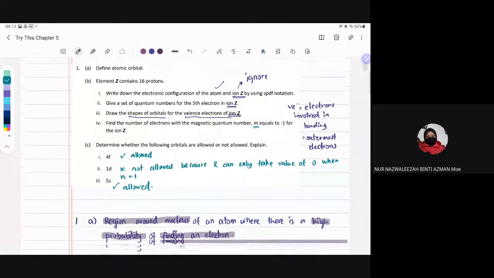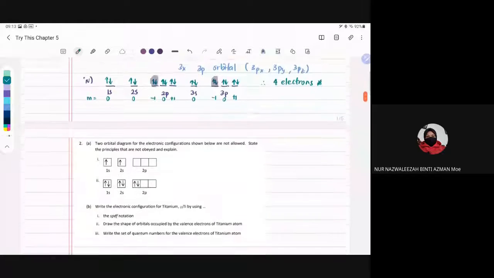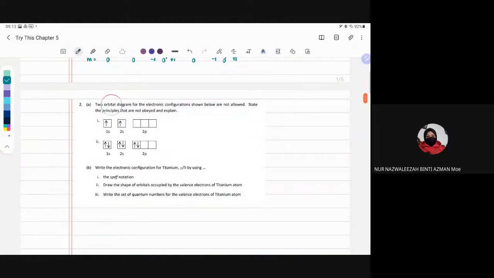Okay. Now let's proceed to the next question, soalan 2. Two orbital diagrams for the electronic configuration shown below are not allowed. State the principles that are not obeyed and explain. Jadi kalau dekat sini kita tengok, dia isi 1S, lepas tu dia isi 2S. Padahal tak penuh lagi 1S ni. So ini dia langgar rule apa ni? Violate rule apa?